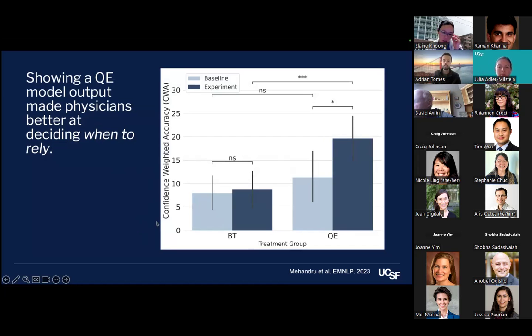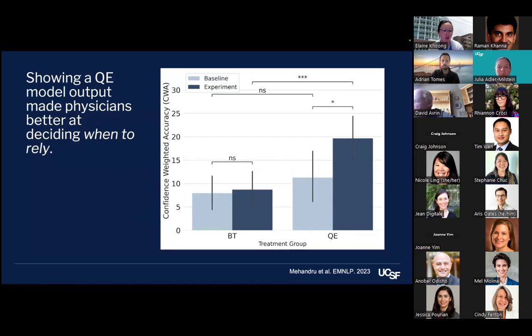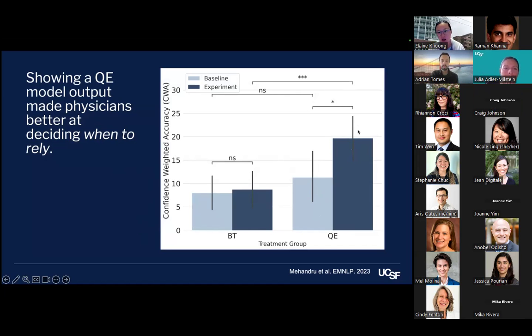So the way we did this study is that the outcome was confidence weighted accuracy. So they asked clinicians, would you rely on this machine translation if you gave it to a patient, and how confident are you in your assessment of relying on it? And what you can see here is the significant star, right? For quality estimation, the clinicians, from their baseline assessment to when they were in that experimental condition, had greater improvement in their confidence weighted accuracy. And that was significantly different than the experimental group in back translation.